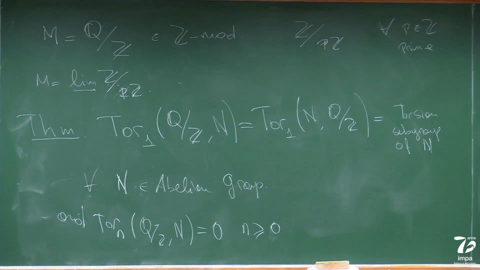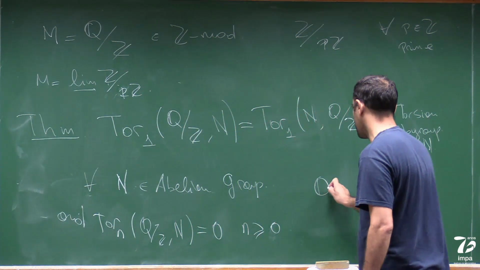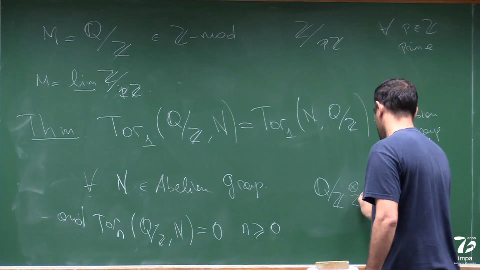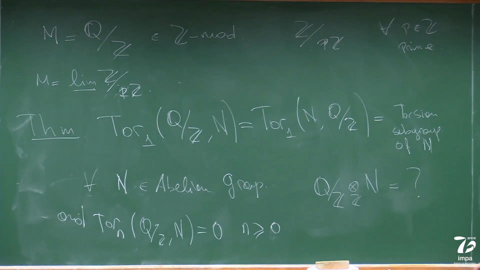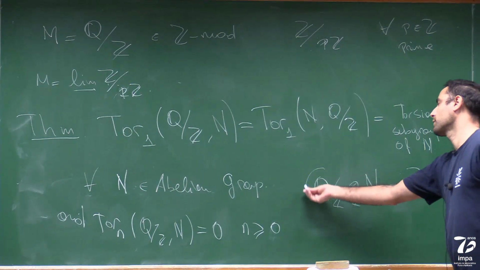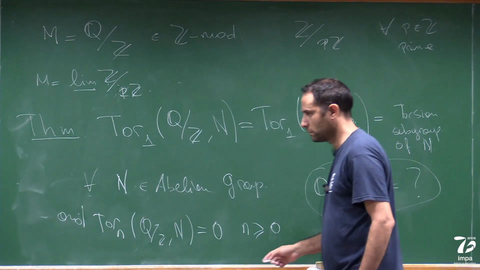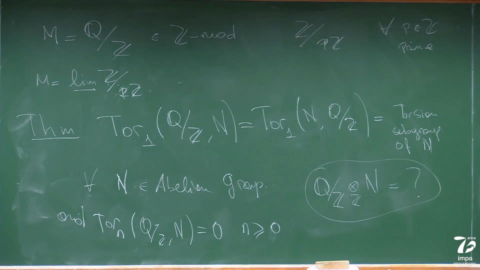Okay, so now the last one that is missing is Tor_0. So the question for you is, what is this? Give me a nice description of this. I'll let you think about that one.